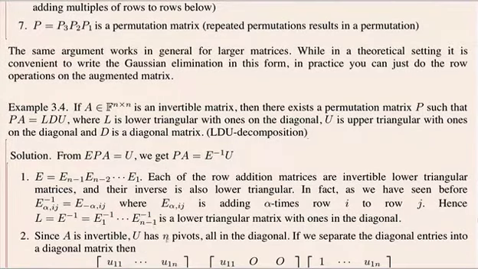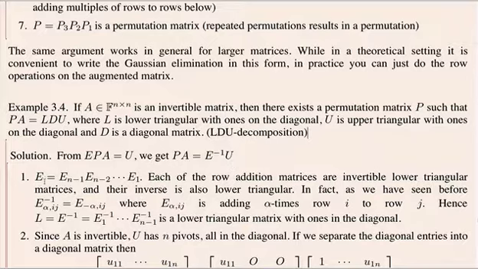So to show this, we could have stated this as a lemma or a proposition. To show this, we start with EPA equals U. From there, we have seen before that these matrices are invertible. So the idea is to write this as PA equals E inverse U. So let's look at this more closely.